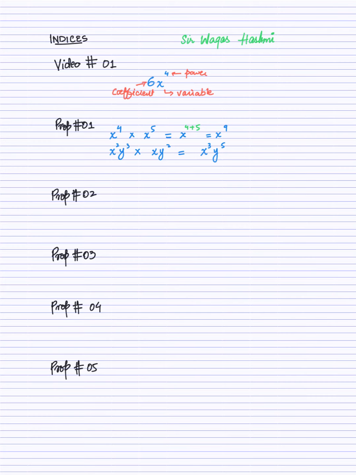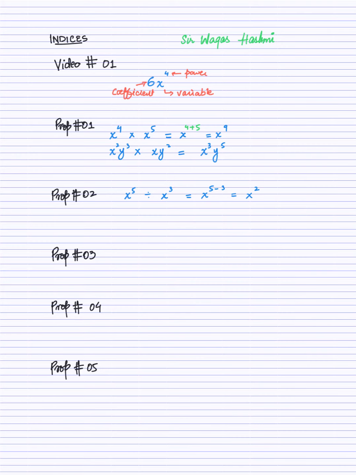For property number two, if you have the same bases, but instead of multiplying they are dividing, you need to subtract their powers. So it will be x to the power 5 minus 3, which implies x to the power 2. You can see that the power after the division sign changes its sign.